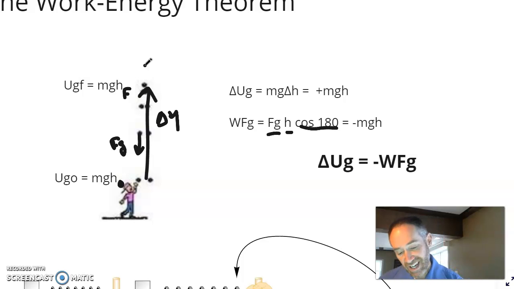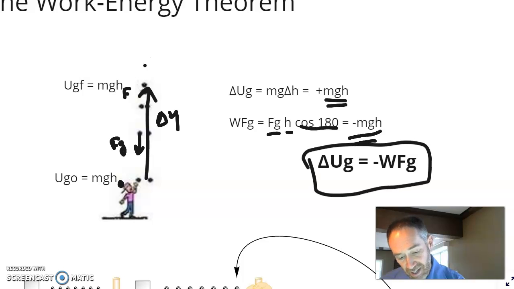Well, my point is, that's the same size, but do you see how that's the opposite sign? The work from the force of gravity is negative mgh, and the change in gravitational potential energy is positive mgh. And so I'm saying that those two are opposites of each other.